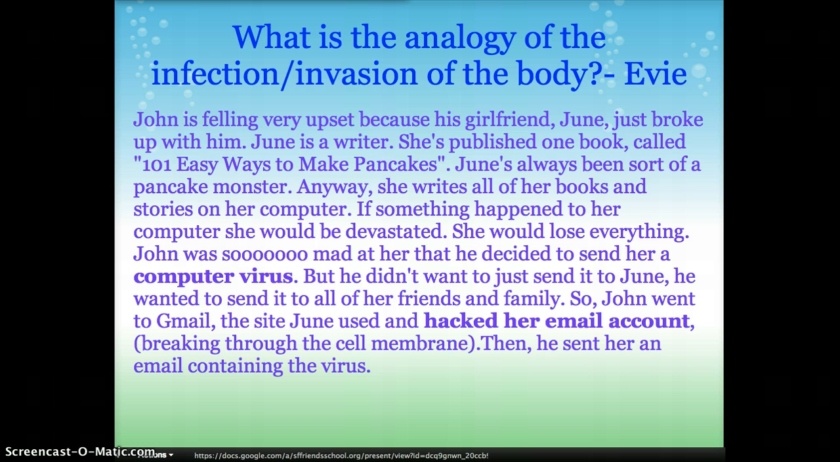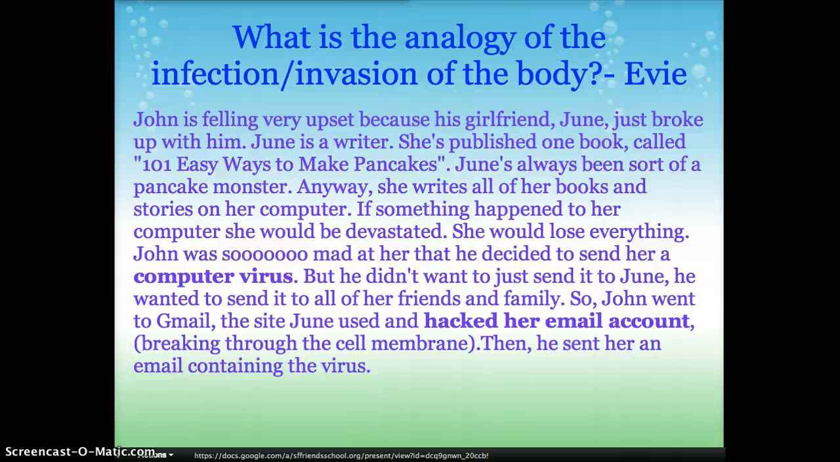So now we're going to talk about the analogy that we have for the infection and invasion of leukemia to the cell. Our analogy is about a guy named John, and he's really kind of upset because his girlfriend, her name's June, just broke up with him. And June's a very eccentric person. She's famous for her book, 101 Easy Ways to Make Pancakes.